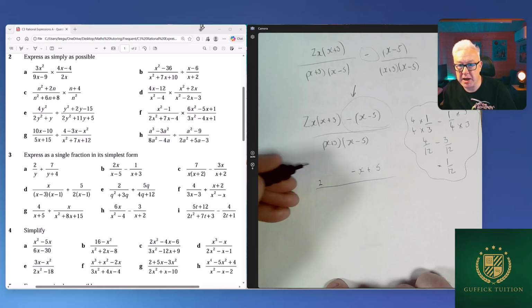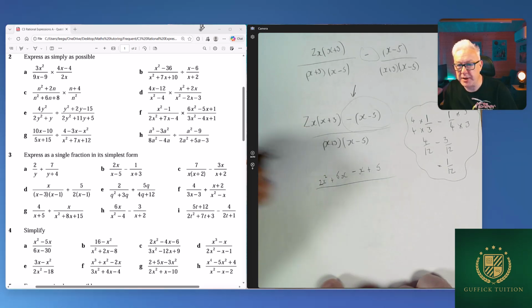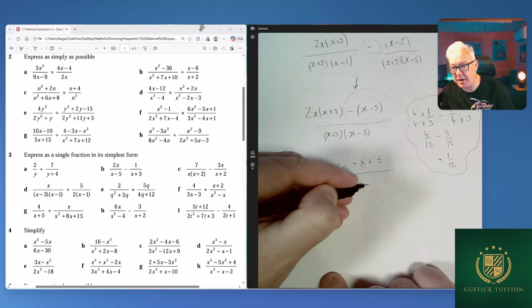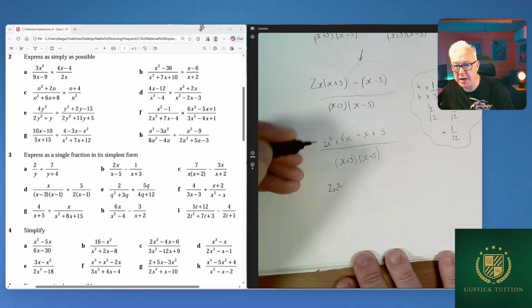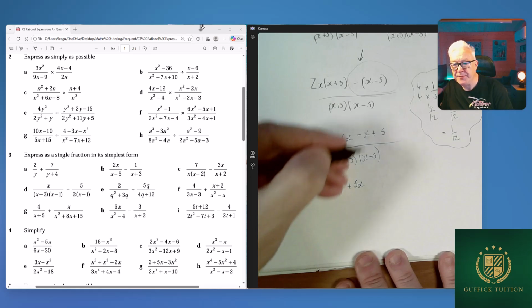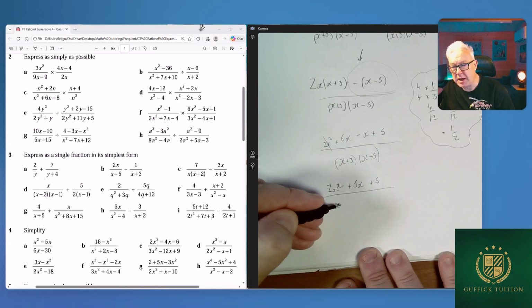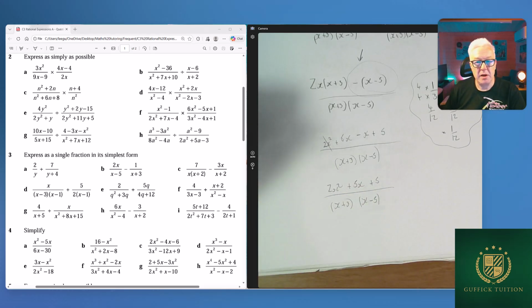Let's expand this bracket now then. So that's going to go to 2x squared, and that's going to go to 2 times 3, which is 6x, like that. Okay, so we have x add 3, and we have x minus 5. Let's collect like terms. So we've got 2x squared. 6x take away x is plus 5x, and then we have plus 5 on the end. Okay, so we have x add 3 like that, and we have x minus 5. Okay, so that's so far so good.